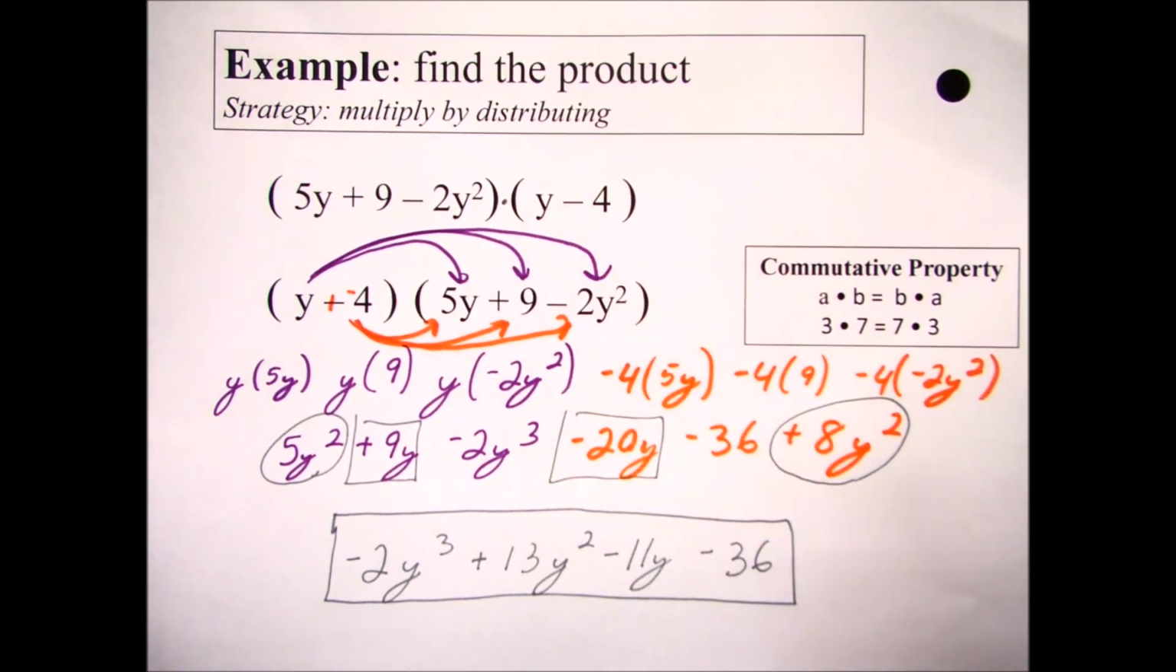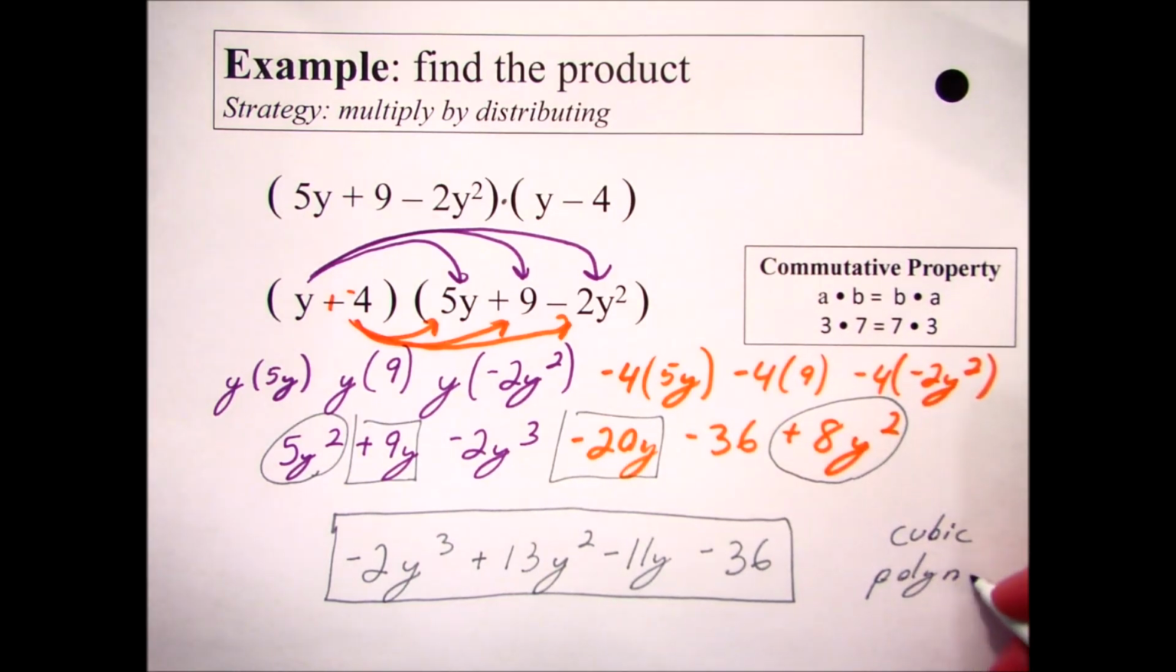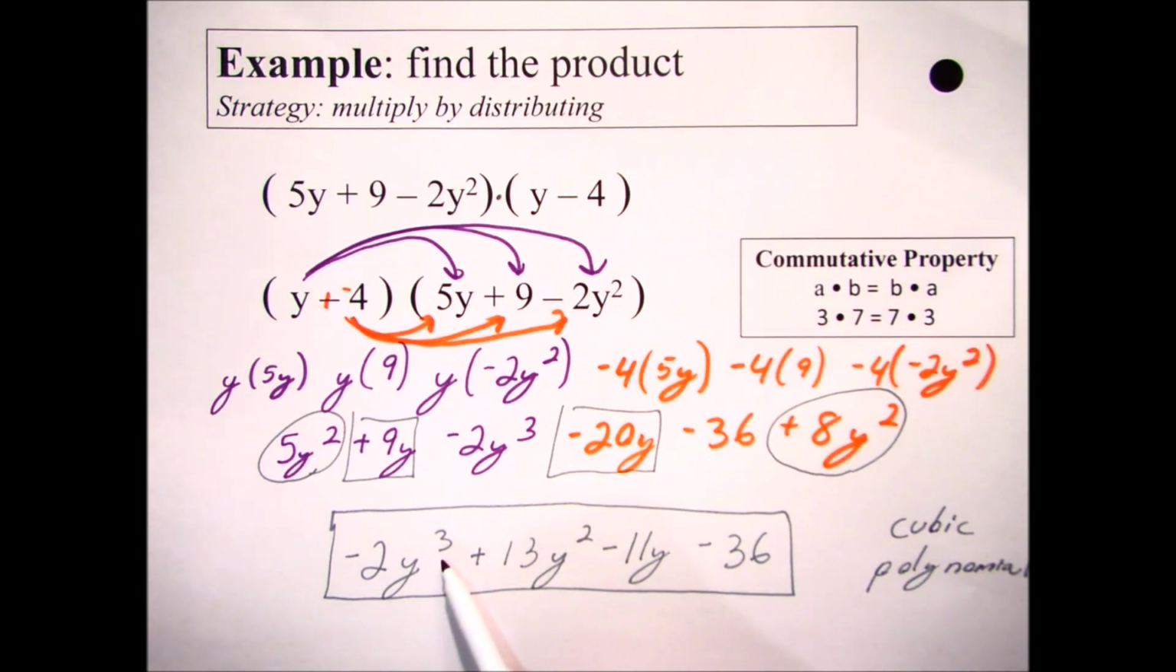And if we were to classify this polynomial, it would be a cubic polynomial. Cubic because the highest exponent is 3, and it's a polynomial because it has more than 3 terms.